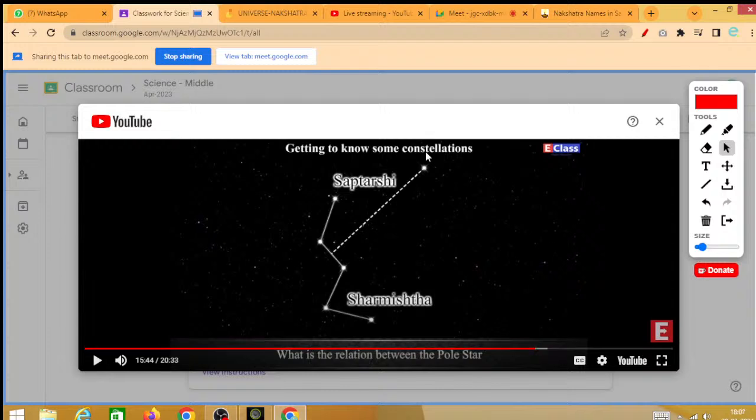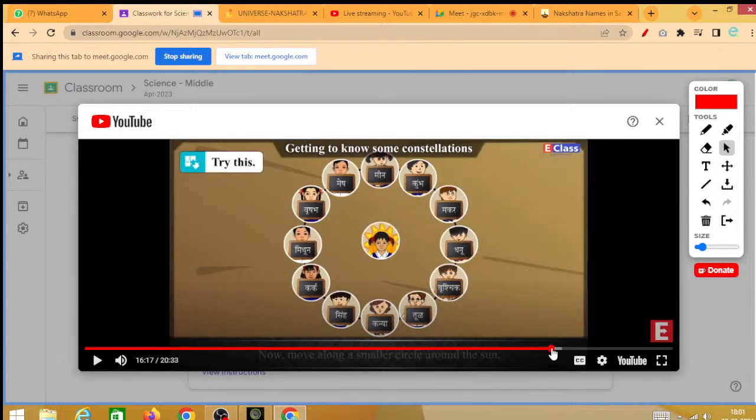Okay. And so now if we have this pole star, on one side is the Saptarishi. And ma'am, when Saptarishi rises, Sharmishta sets, and when Sharmishta sets, Saptarishi rises. Yes, and opposite. When Saptarishi sets, Sharmishta rises. Very good. So this you already know.